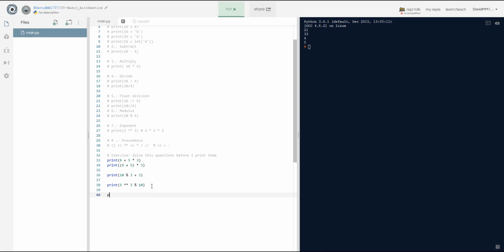This is a tricky one. Print 13 floor division 6 plus 5. What is going to happen here? Let's see. 7. Why 7? Because 13 divided by 6 is 2 and decimals, and it's going to add that 2 to 5. Let's see this.